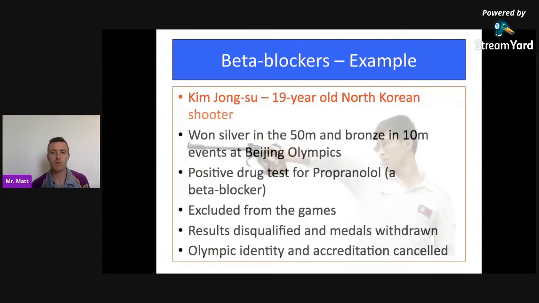His results were disqualified, the medals were withdrawn, and his Olympic identity was cancelled, therefore meaning that he could not compete in any other future Olympic Games. You think about it, he was only 19 years old. That's his sporting career gone.